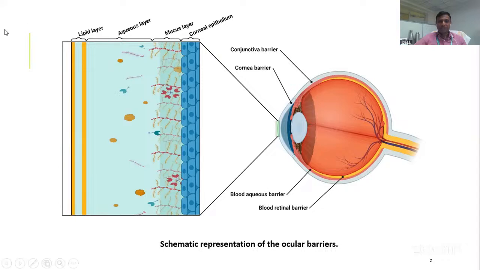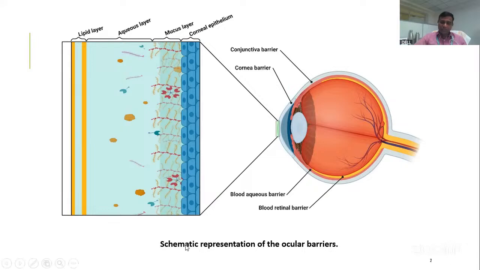Next is the corneal layer, the epithelial layer, which connects with the mucus, which plays a major role in the attachment of drug molecules or polymers. So ocular delivery of drugs is a challenging field due to its anatomical and physiological barriers. You have seen the first barrier, the tear film. The cornea is the next barrier, preventing topical drugs, particularly hydrophilic drugs, from reaching the anterior chamber of the eye.